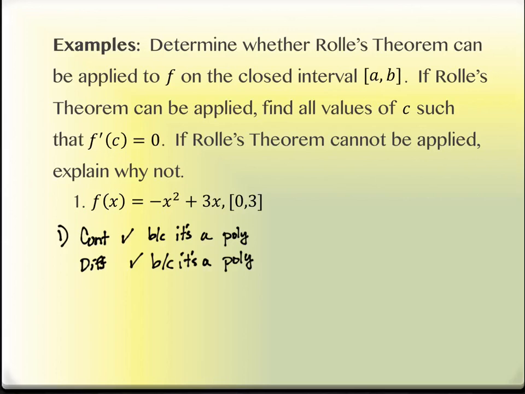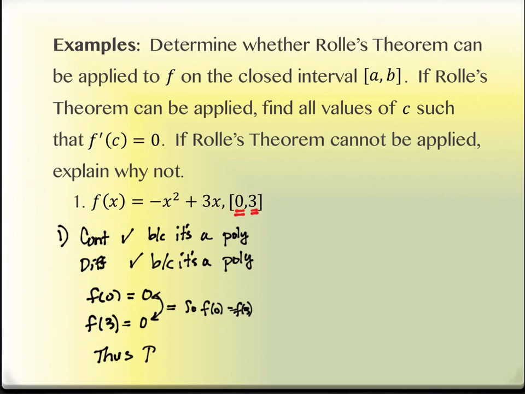So our x values that we have here are 0 and 3. So we have to confirm that f of 0 and f of 3 are the same. So if you put the number 0 into negative x squared plus 3x, what do you get? You get 0. What if you put the number 3 in? You get 0. Now, these both happen to equal 0. That's not the point. The point is that they're the same. And because they're the same, that condition holds. So f of 0 equals f of 3. And because of all that, Rolle's theorem will apply.